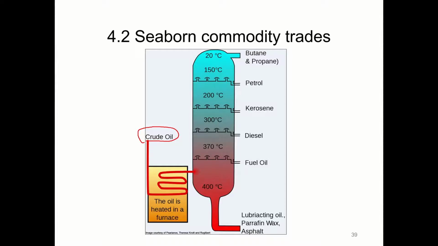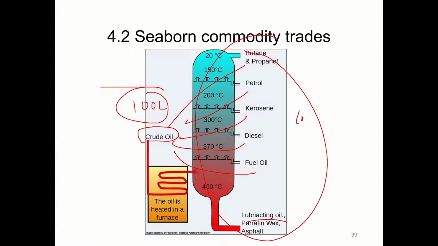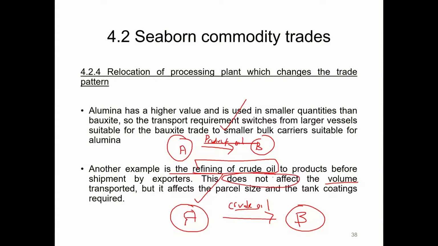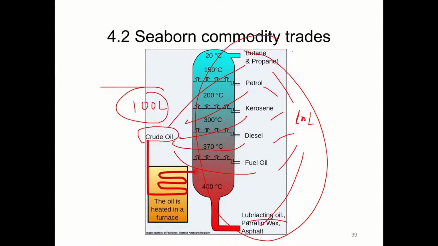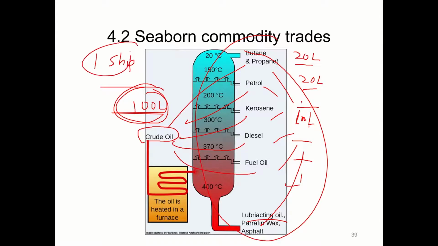If you look at crude oil, it can be refined into various products, like butane, petrol, kerosene, diesel, fuel oil, lubricating oil, paraffin wax, and so on. You'll notice that if we refine 100 liters of crude oil, we will also get 100 liters of these types of products. So in terms of volume, it's not going to affect the volume of the products being transported, but it will affect the parcel size or the types of ships in general, because now let's say out of these 100 liters we have 20 liters of butane, 20 liters of petrol, etc. If you are to ship them independently, previously you only needed one ship to transport all these commodities. Now you need a lot more different ships at smaller ship sizes to ship these different products.